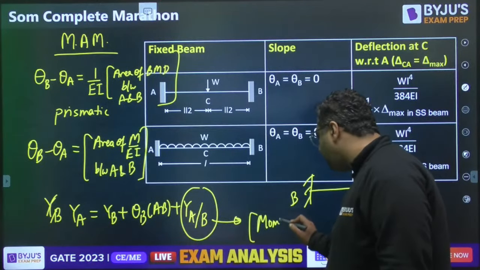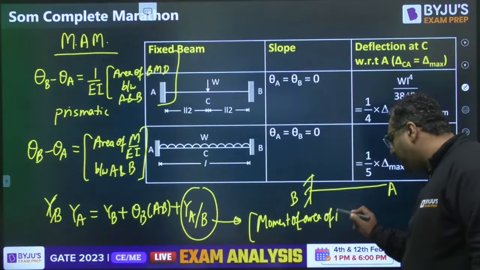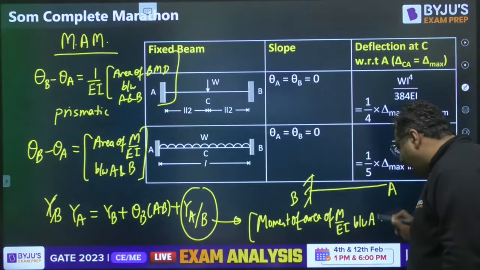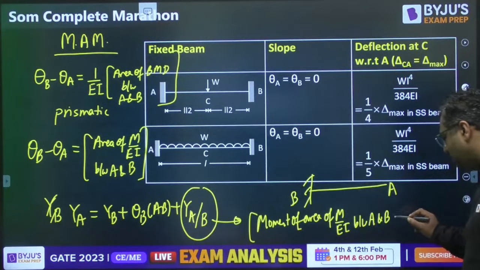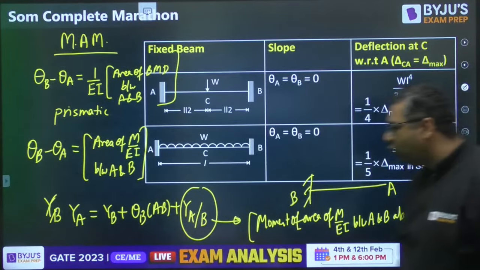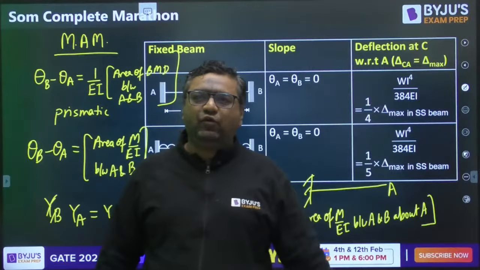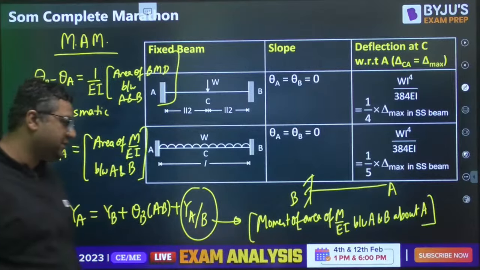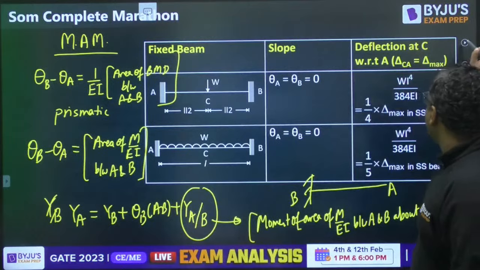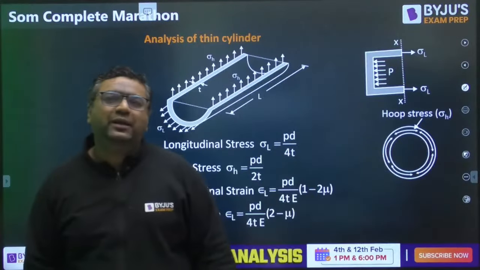This term is given by the moment of the area of the M upon EI diagram between A and B. You are finding the deflection at A, so I will take the moment about A. So my dear, this is the formula for the moment area method. I feel everybody is getting this formula. This is just for revision purposes. If you have any difficulty in this, we will cover it in the practice session as well as in the mock test. We are going to have 1 to 2 questions from that also, so be ready for that.